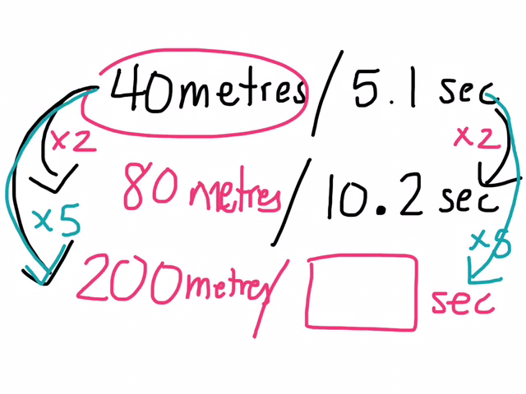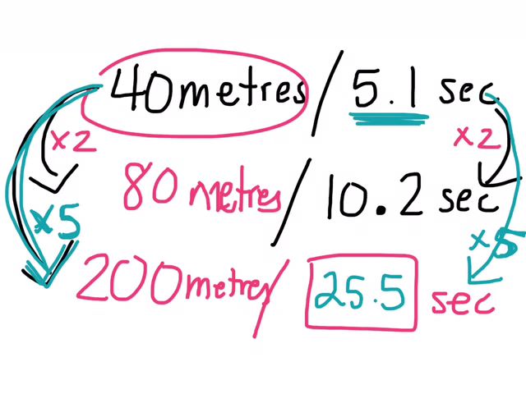I want you guys to calculate that. So 5.1 times 5, because we know that to get from 40 to 200, we multiply by 5. So we need to keep it proportional. Yeah, what'd you get? 25.5 seconds. Good.